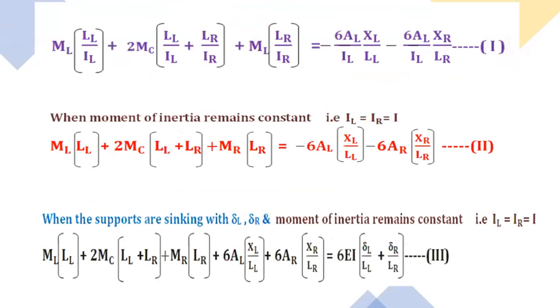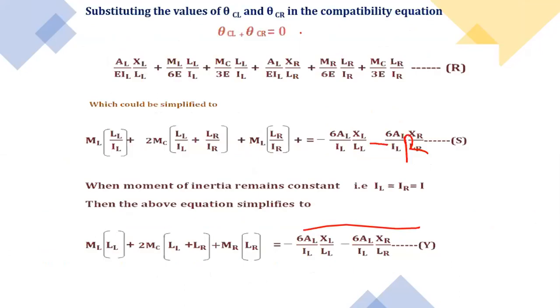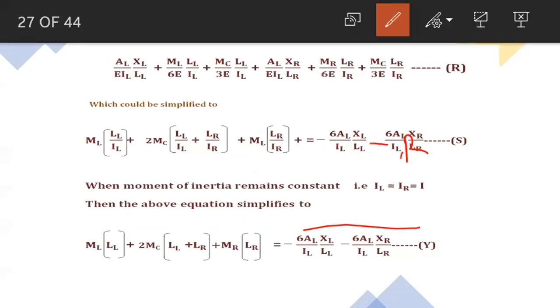So now you take this equation, very small mistake in the previous equation. First all of you add theta CL plus theta CR equal to 0. From that, ML LL by IL plus 2 MC LL by IL equal to minus 6 AL XL by IL LL minus 6 AR XR by IR LR. This is IR.